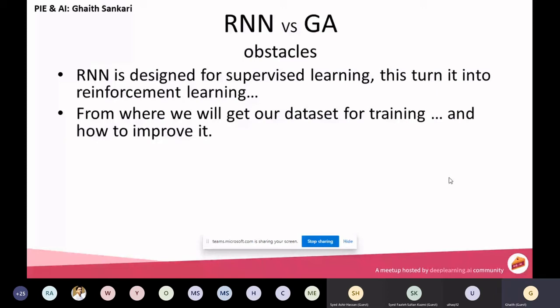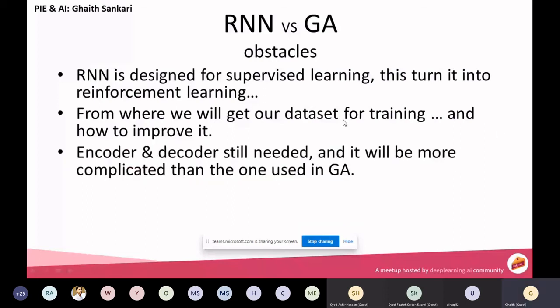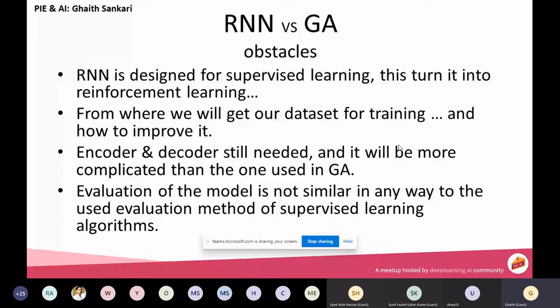We need a data set. What is the data set for? And each problem, in fact, has a different data set. If we are talking about the basic multi-travel salesman problem, for each city we have different data sets. An encoder and decoder is still needed if you are going to use the RNN, but it will be more complicated than the one we are using in the genetic algorithm. The evaluation of the model is not similar. Yes, exactly, this is what I'm telling you. We don't have the standard evaluation of supervised learning models. Here, we have something else, so we need to create something.